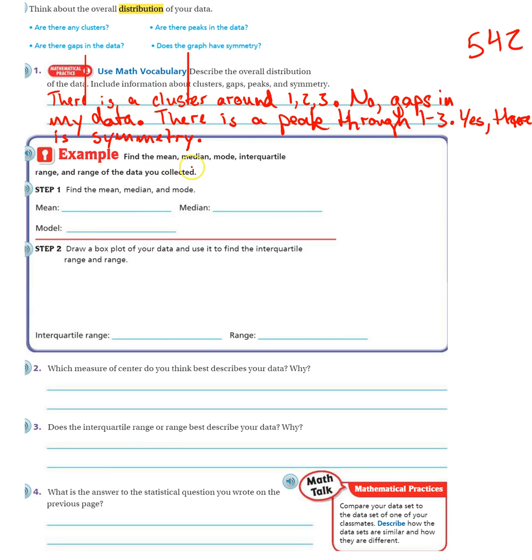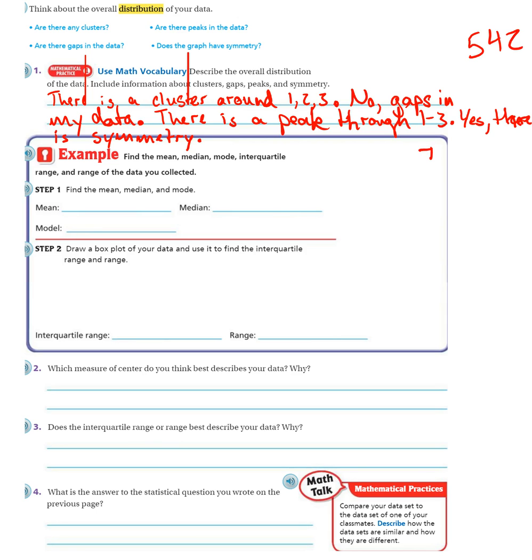Okay, find the mean, median, mode, interquartile range, and range of the data you collected. So the mean, let's see, we got to add them all up and then divide by 20. So we had, what was it? 5 zeros. Well, I won't even include the zeros. I'll just remember to divide by 20. 7 ones. So I'll just make that 7 because 7 times 1 is 7.